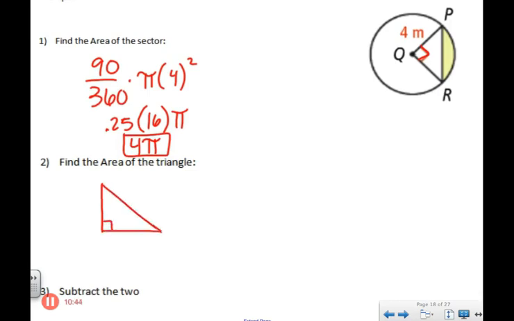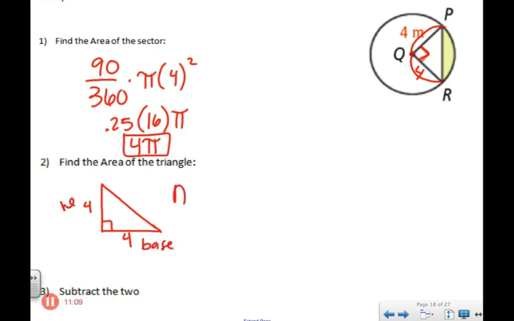And that's a right angle, and this is 4. Okay? So notice, this is a radius from Q to P, and so is Q to R. So if the radius from Q to P is 4, so is this radius down here. So the legs of the triangle are 4 and 4. In a right triangle, finding the area is the easiest because you have the height and you have the base.